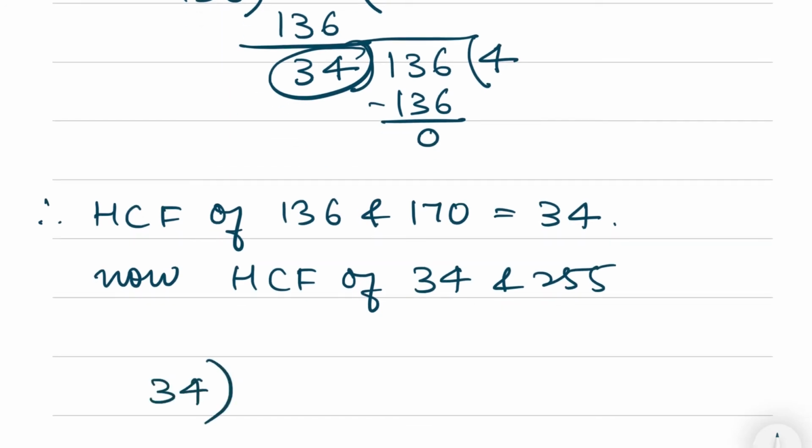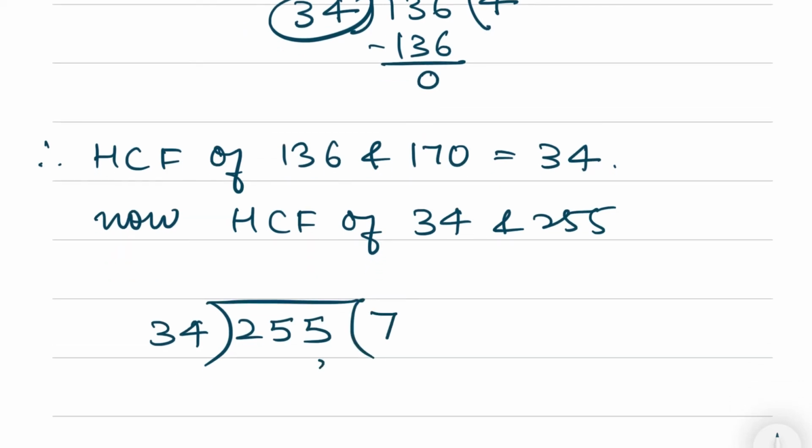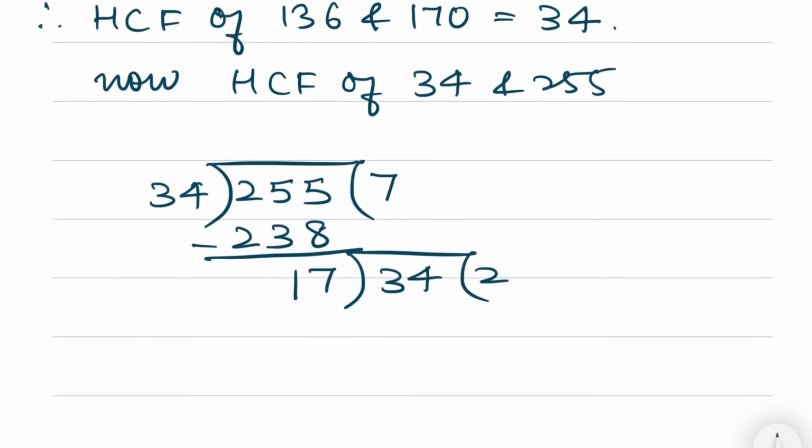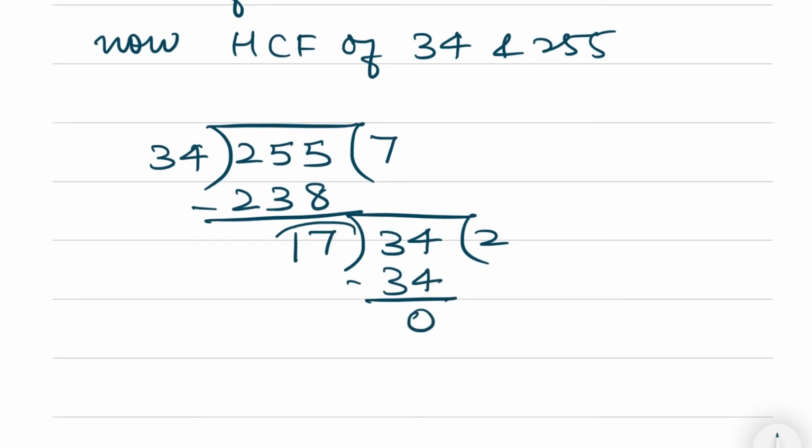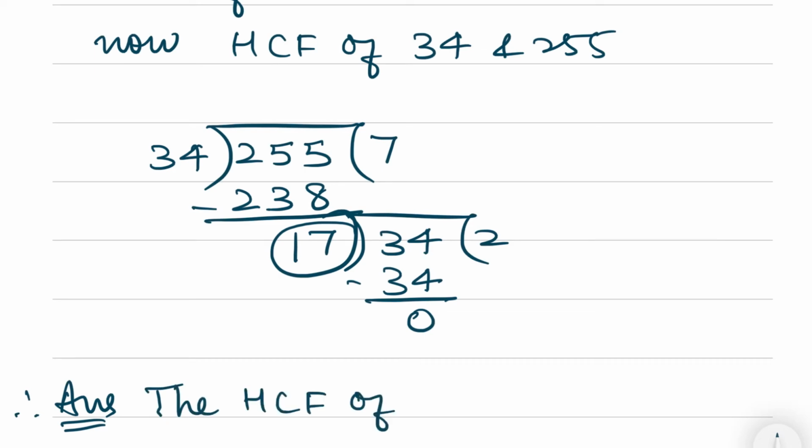Now we need to find the HCF of 34 and 255. The smaller number becomes the divisor and 255 is the dividend. So we get 7 times 34 is 238, and the remainder is 17. Now the previous divisor becomes the dividend. 2 times 17 is 34, minus 34 is 0. Right? So now 17 is the HCF. Therefore the answer: the HCF of 136, 170 and 255 is equal to 17.